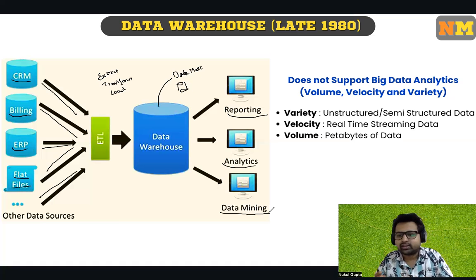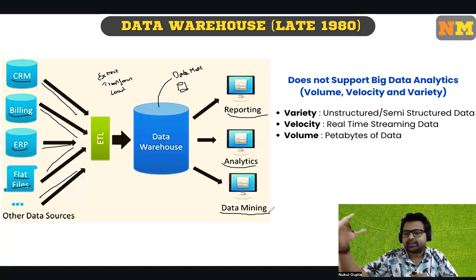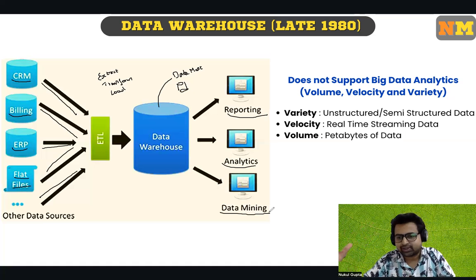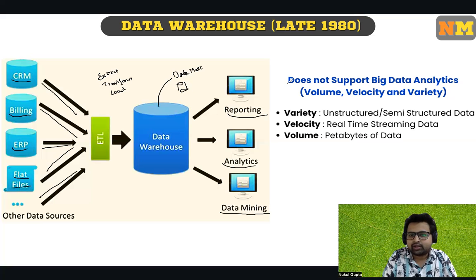Now the next point is, this is very clear to us: the data warehouse is very powerful, it helps in doing a consolidated analysis. But what are the drawbacks of the data warehouse? Because the drawbacks of the data warehouse led to the emergence of the data lake, because the data lake is the next big thing after the data warehouse. The data warehouse does not support big data analytics. This is very important. The data warehouse does not support big data analytics.